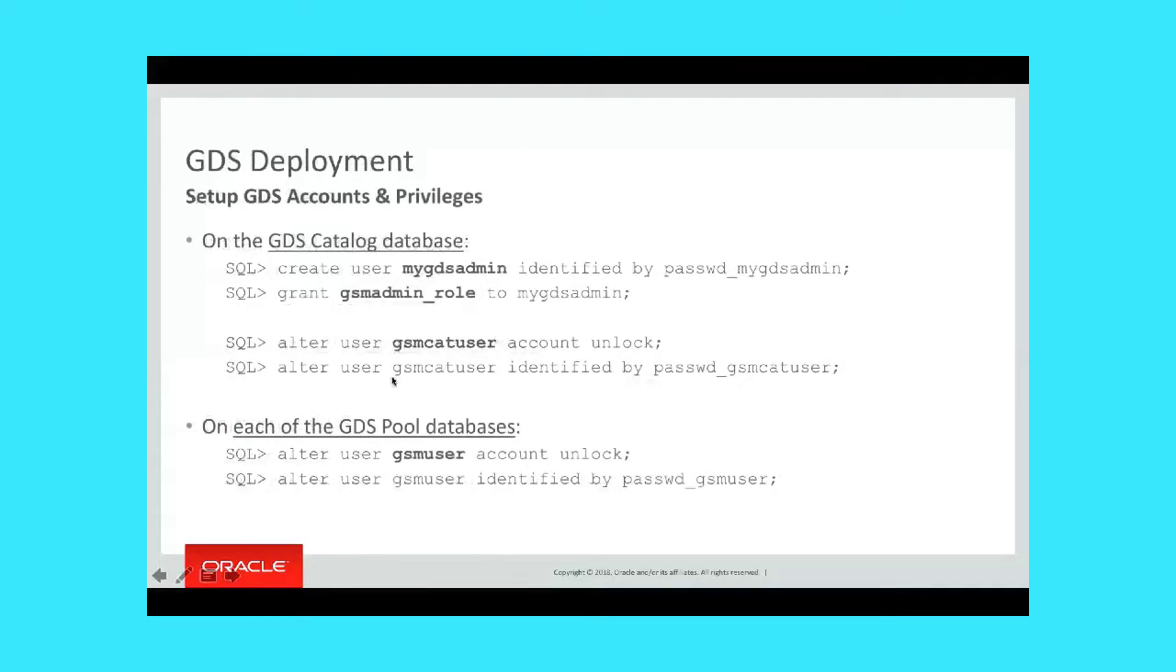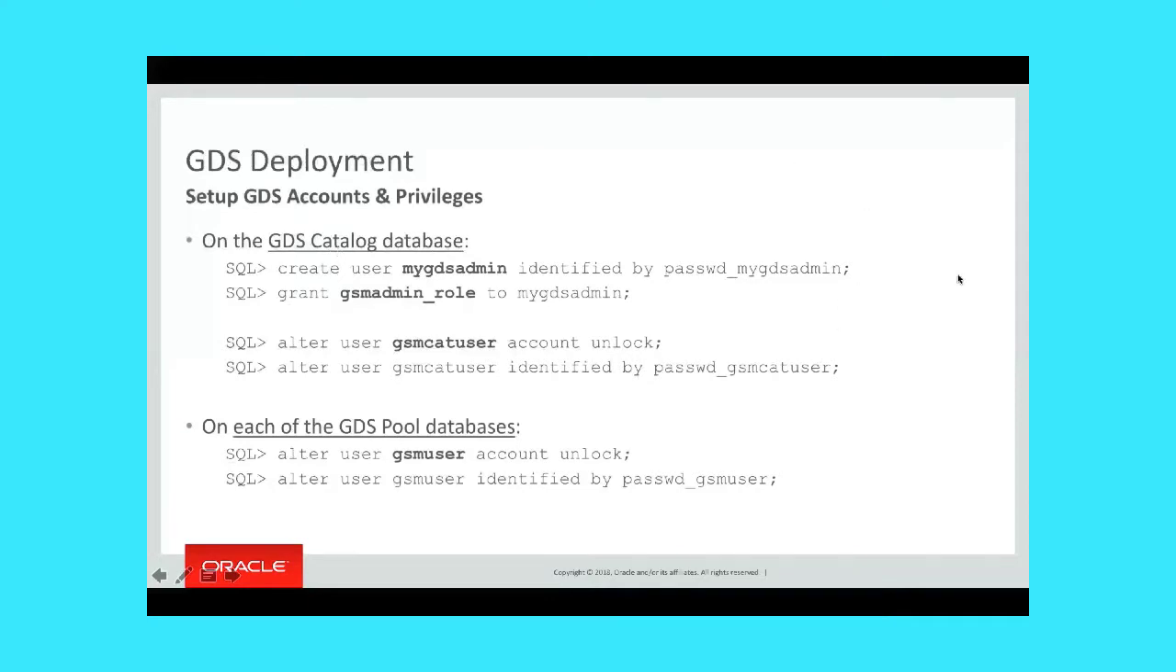Here are those steps. On the catalog database, the database that you specified for the catalog, you would create a super user. In this example, I'm calling it my GDS admin, you specify a password, and you grant a role called GSM admin role to that super user. The second step on the catalog database is to unlock the GSM catalog user and set the password. Likewise, on each of the GDS pool databases, the replicated databases that we talked about, there is again the GSM user that's automatically created. You would unlock it and set your password. So these are the prerequisites that you would do on each of the GDS pool databases and the catalog.